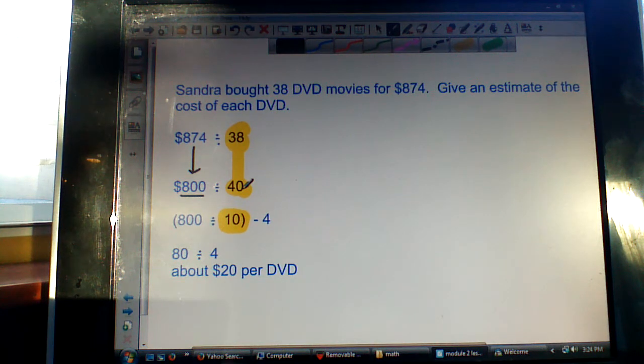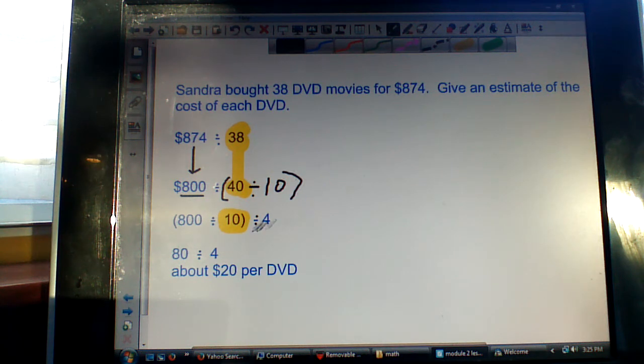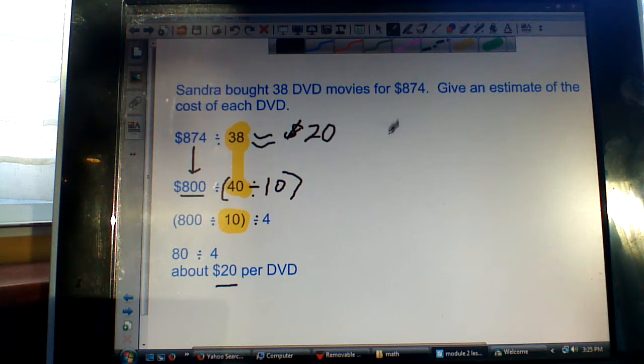So the first way we break this down is we divide by the unit. And this should be division. So we're dividing 800 by 10, and we get 80, and we're also dividing 40 by 10. That should have been up there. So 40 by 10 is 4. 800 divided by 10 is 80. So now 80 divided by 4 is 20. So the answer to $874 divided by 38 DVDs is about $20 per DVD.